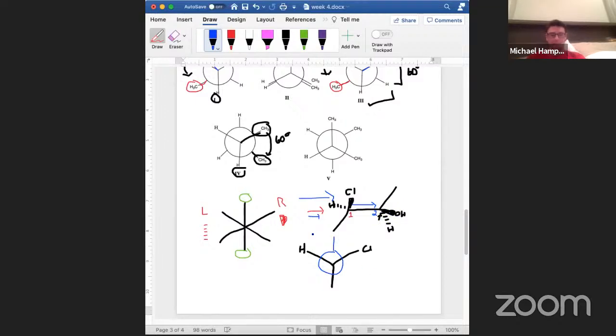Now we have a wedge and dash, right? So where's the H going to be pointing? Actually says left. Anybody else agree or disagree? Where's this H going to be pointing on the Newman? Yeah, left. And where is that OH going to be? Really the only place, right?